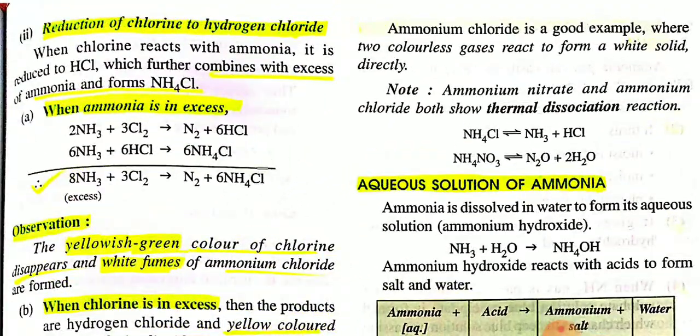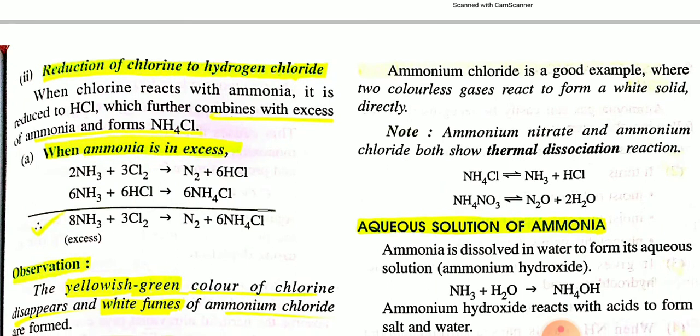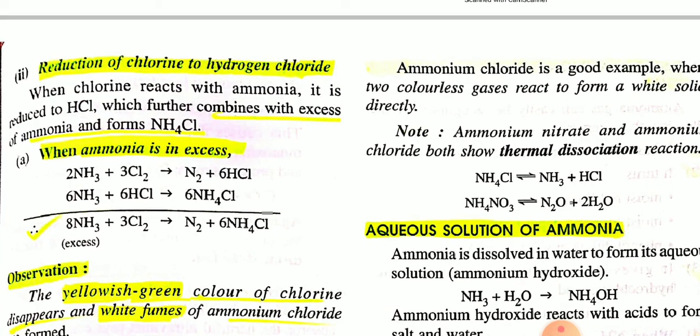Now see, reduction of chlorine to hydrogen chloride. This is the reaction of ammonia gas with chlorine. When chlorine reacts with ammonia, it is reduced to hydrochloric acid, which further combines with excess ammonia and forms ammonium chloride. So the reaction is 8NH3 plus 3Cl2 to give N2 plus NH4Cl.